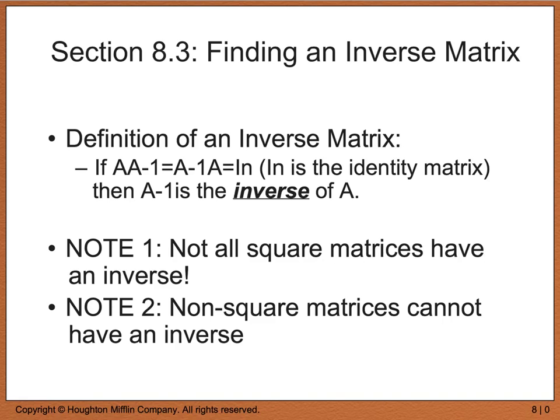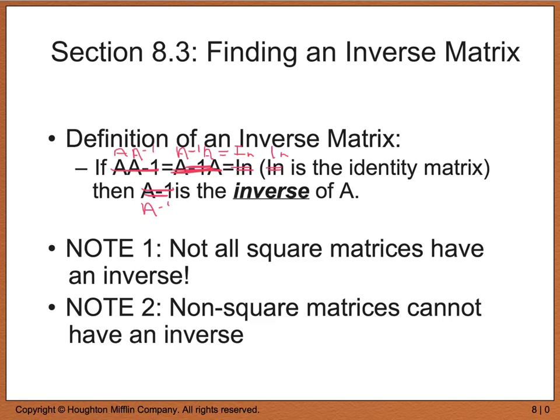Now, the definition of an inverse matrix says if matrix A, and I apologize, this should be matrix A times matrix A inverse, equals matrix A inverse times matrix A, which equals the matrix I sub n, where I sub n is the identity matrix. So if this is true, then we say that A inverse is the actual inverse of A.